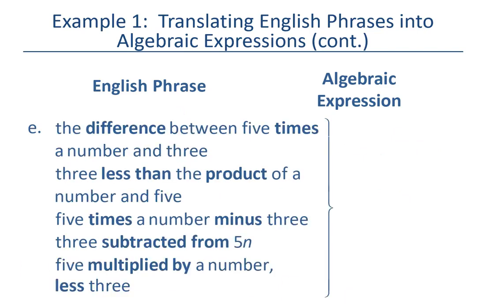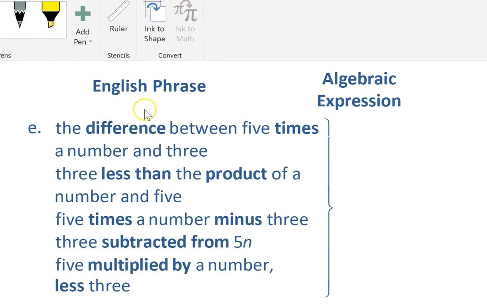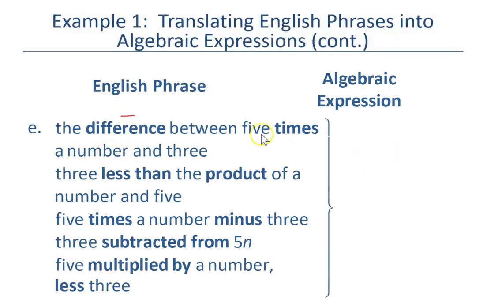Let's look at the next one. The difference. Difference usually means subtraction. I've got a difference here, that means I'm going to have subtraction. The difference between what? 5 times a number and 3. How about 5 times a number? Well, what's the number? It doesn't tell me, but if I keep reading through here, I can find that they used n. So 5 times a number, and 3. That's the difference. So, and 3.